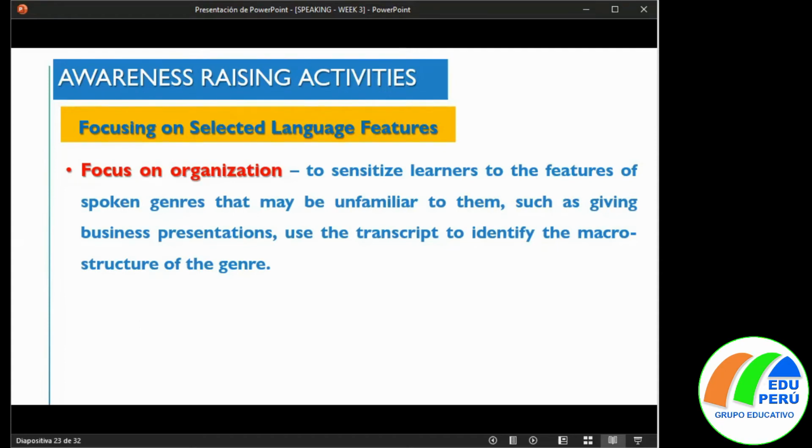There is a structure. There is an organization because of this dialogue. Notice, if it is an oral presentation, if it is a conversation, it has an organization, and it's very important to focus that on our students. All right?